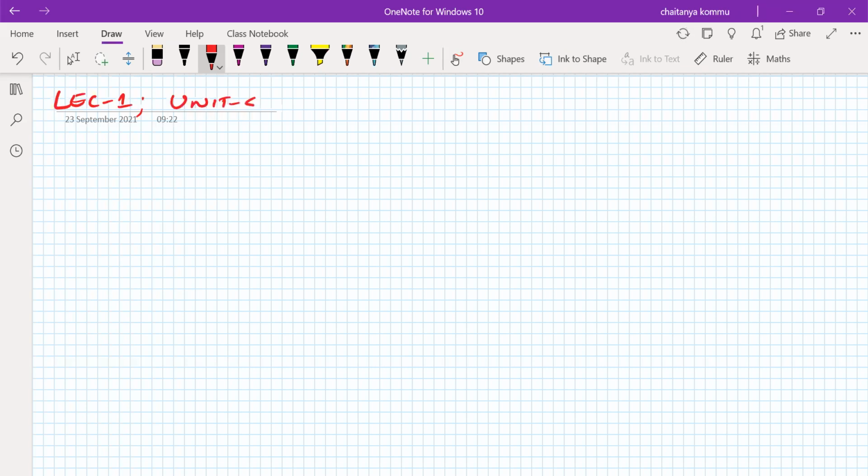Unit number 4. Subsystem design. Here we are going to talk mostly about the circuits, the implementation of different logical circuits with the help of transistors. So far in previous semesters, we have seen the implementation of circuits by using gates.